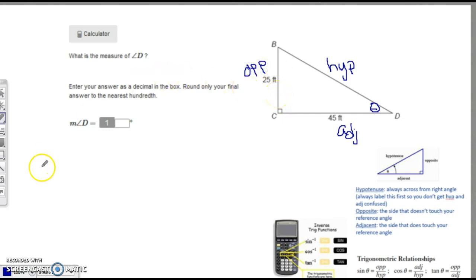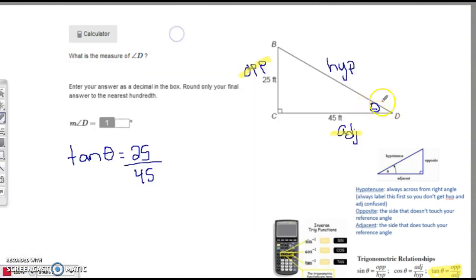Now this problem I really like because we don't know all three sides. The only side that we know is the opposite and the adjacent. So we can't just pick any trig function that we want. We have to pick the trig function that has the opposite and the adjacent in it. So this one we have to use tangent. We are not given the option. So tangent of theta or tangent of D, whatever you want to call it, equals the opposite side, which is 25, over the adjacent side, which is 45.